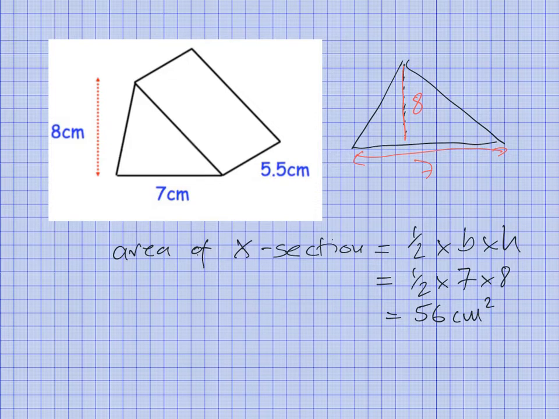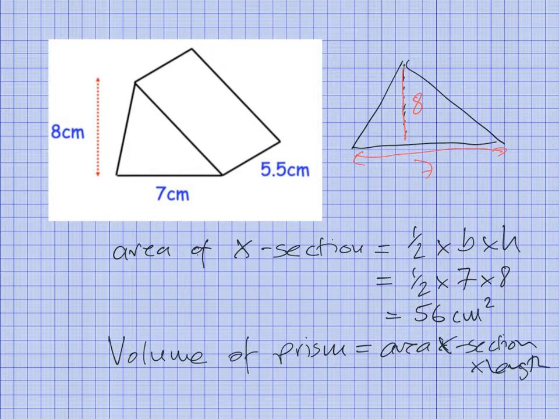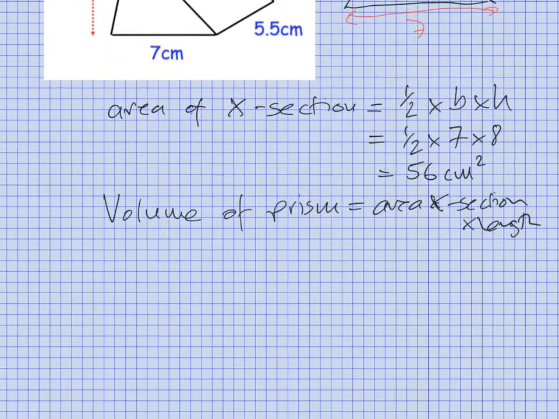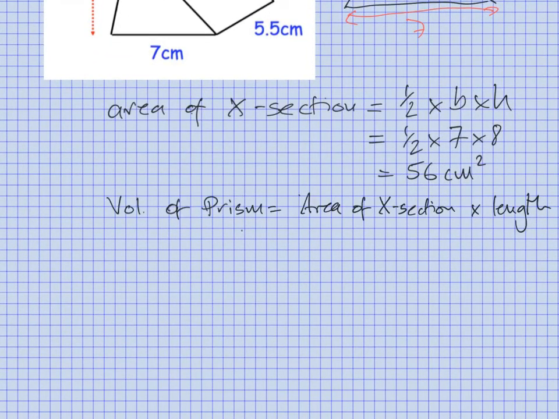So now, the third step, volume of the prism, is the area of the cross section times by the length. I'm going to try and just write that out again. That looks a little bit neater, which in this case will be 56 centimeters squared for the cross section times 5.5 for the length. Just get the calculator and work that out.